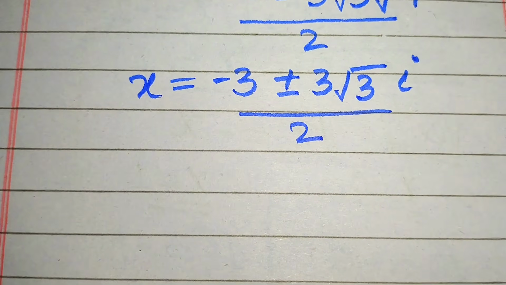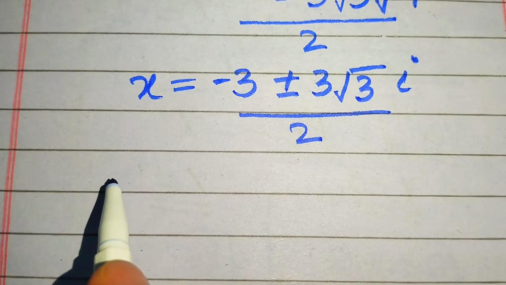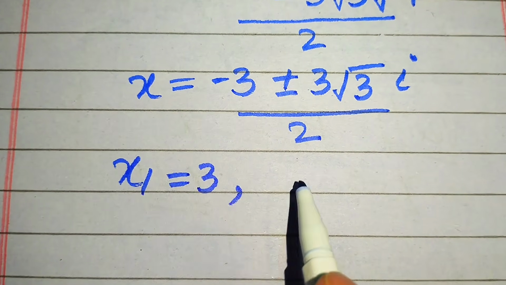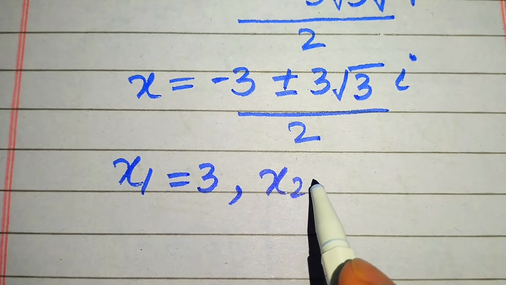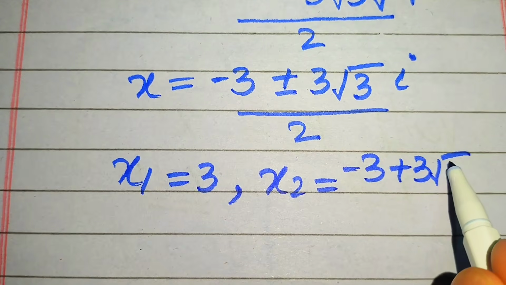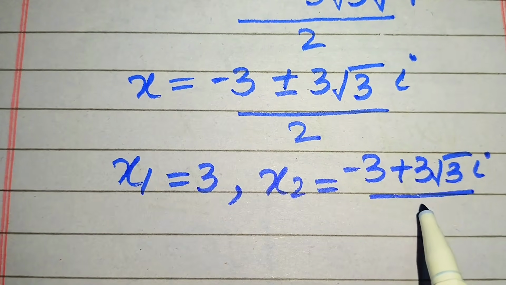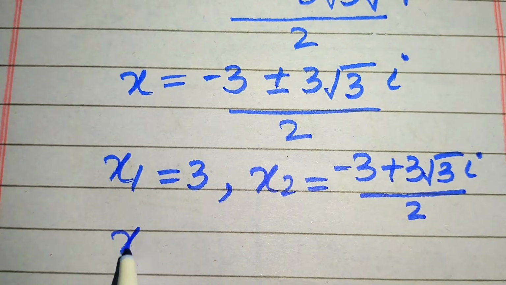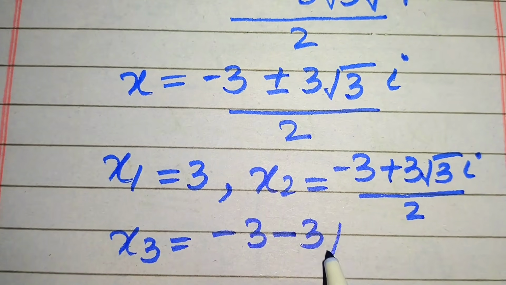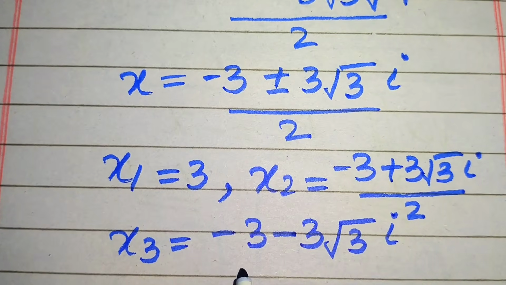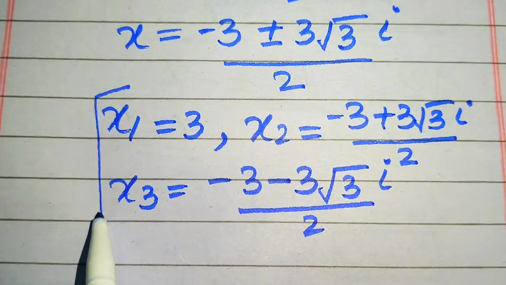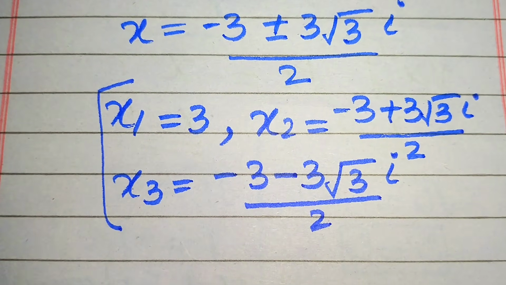Finally, there are three roots of the given equation, in which the first root is a real root, that is x1 equals 3. The second root is a complex root, and it is minus 3 plus 3 times square root of 3 into iota, divided by 2. And the third root is x3 equals minus 3 minus 3 times square root of 3 into iota, divided by 2. So finally we have three roots of the given equation, and this is our final answer of this question.